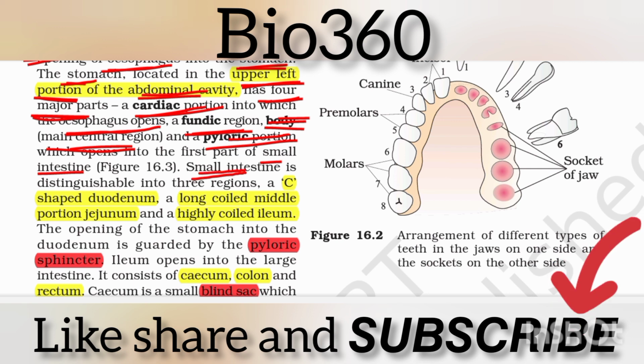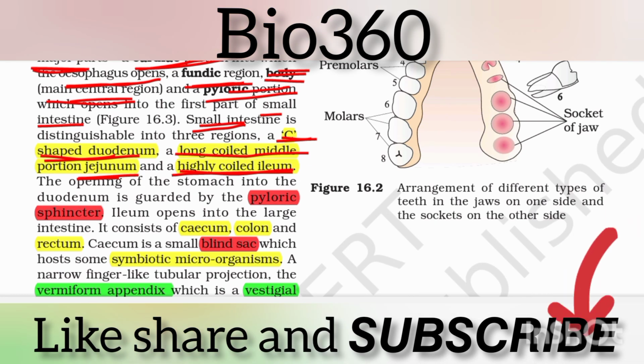Small intestine is divisible into 3 regions. The first one is C-shaped duodenum. Second one is long coiled middle portion known as jejunum, and then later highly coiled ileum. The opening of stomach into duodenum is guarded by pyloric sphincter, and ileum opens into large intestine.